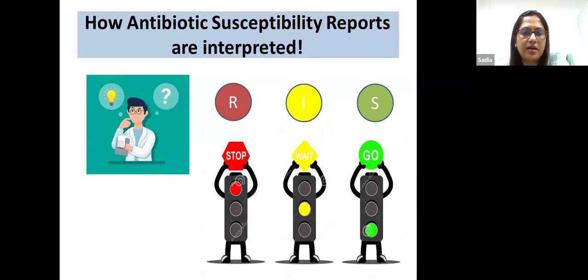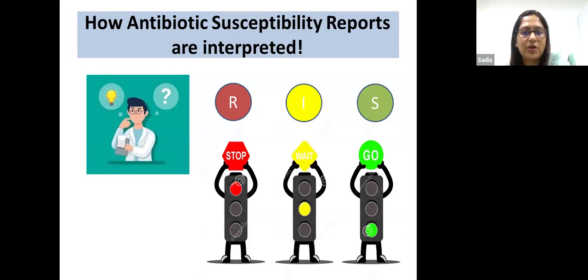Or if it is resistant or R, we think that, okay, you stop this antibiotic, you cannot give this antibiotic. So very often I ask them, what do you do if it's an I? Most of them say that we don't know what to do with I. We don't go towards those antibiotics. So with increasing antimicrobial resistance, we don't have the luxury of not understanding how to read an antibiotic susceptibility report.